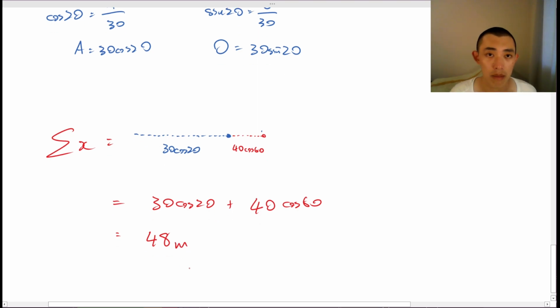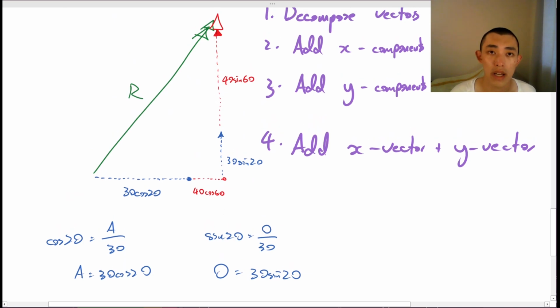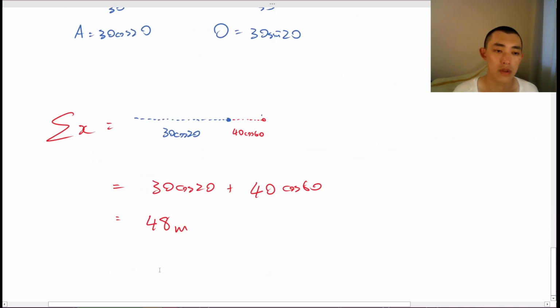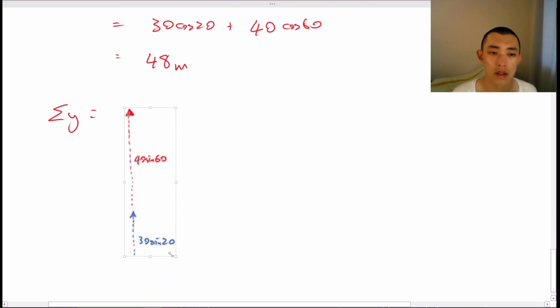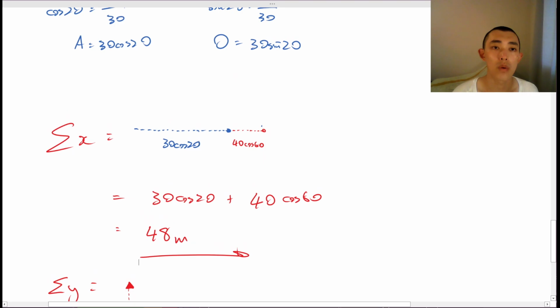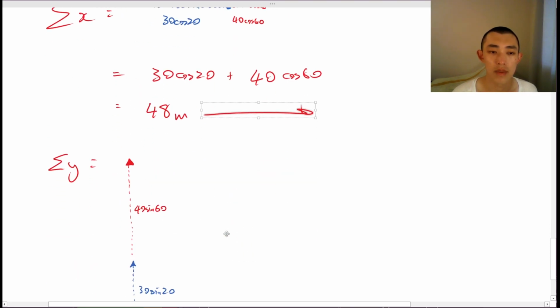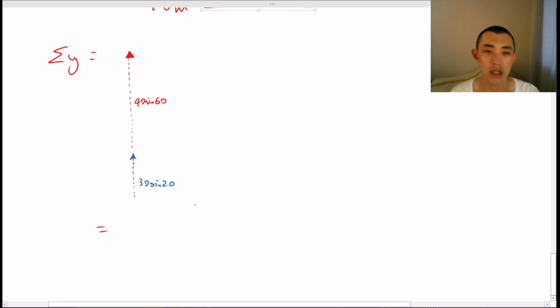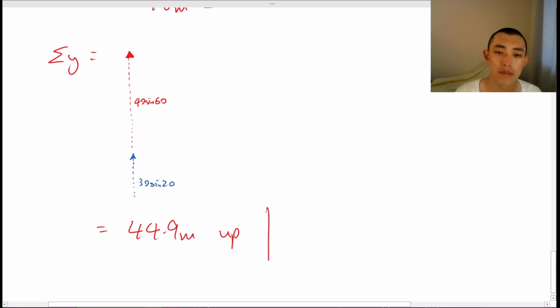Let us now do the same thing for sigma y, the y direction. So we can add together these two vectors. Sorry, I should probably give that old vector a direction as well. It's 48 meters towards the right. And so this is going to be 44.9 meters upwards.